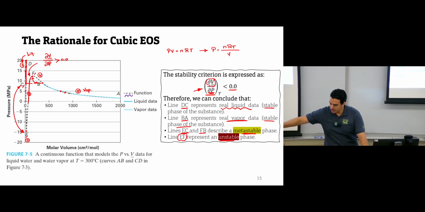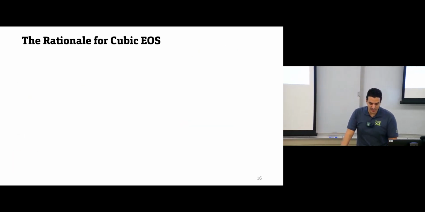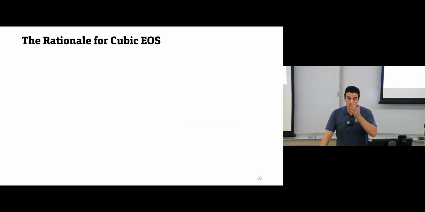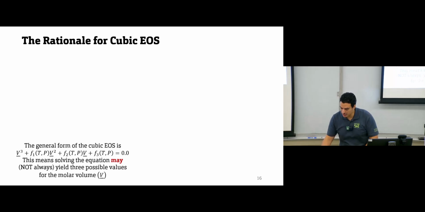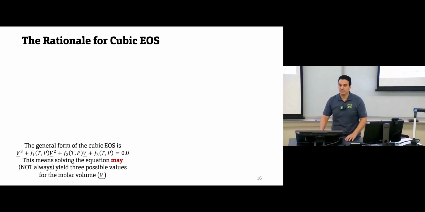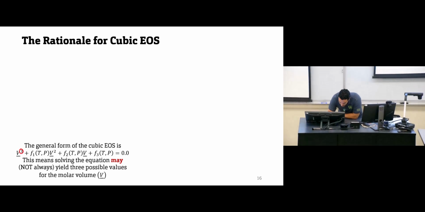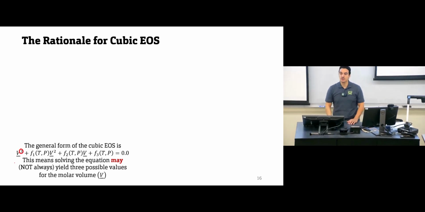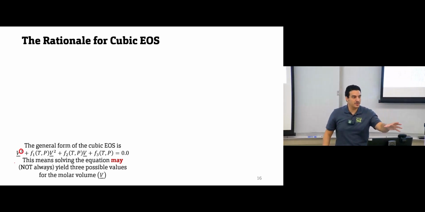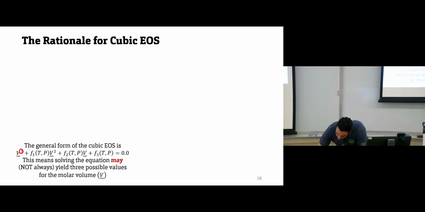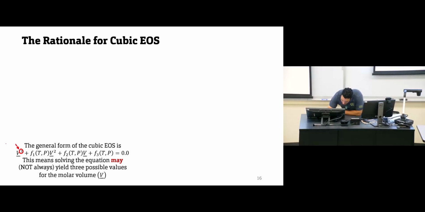So why are we discussing all of these things? We are discussing them because when you try to solve the cubic equation of state, this is the general form. We have one property to the power 3. This is why it's called cubic. The highest power of this property is 3, and because of this, it's called cubic.